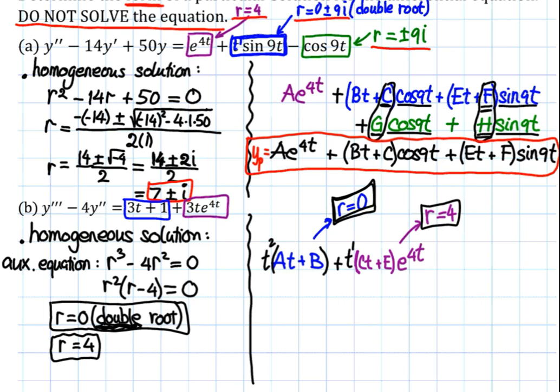And adding those two is going to be the form of the particular solution. So we say the particular solution is going to have the form of at cubed plus bt squared, and then plus ct squared plus et, and then e to the 4t. That's what we have for this problem.